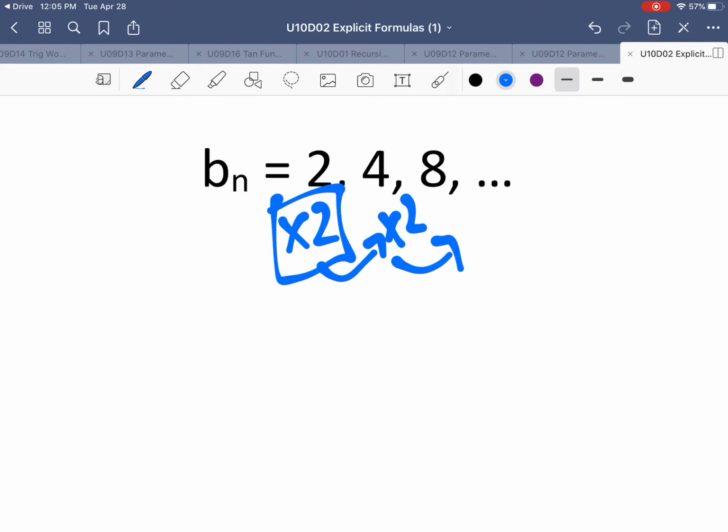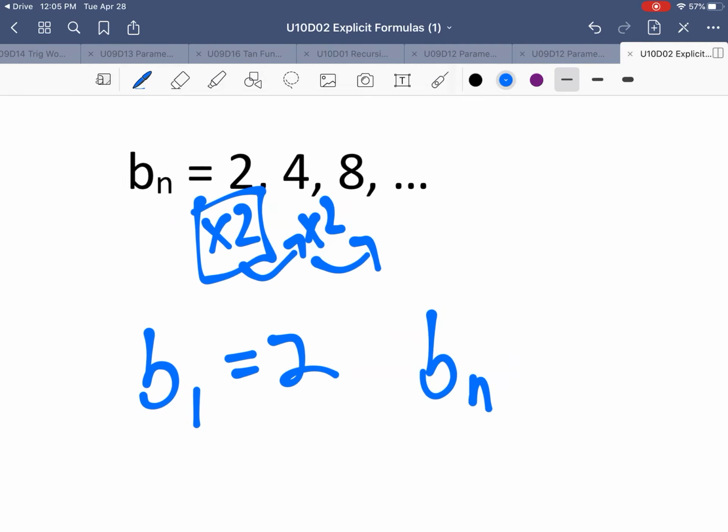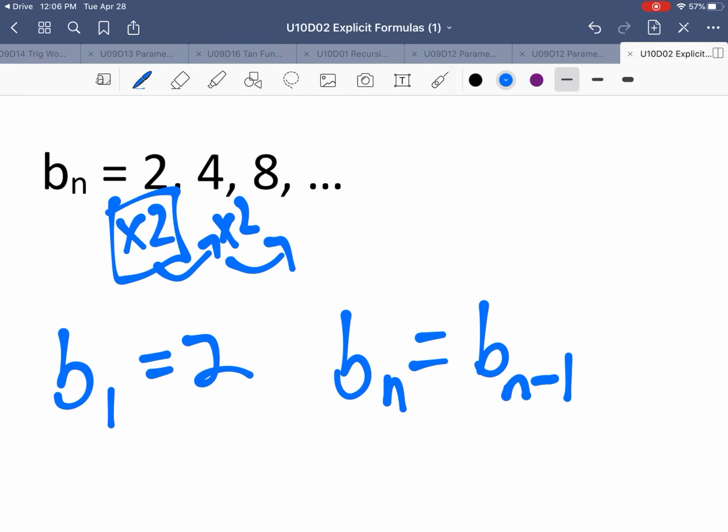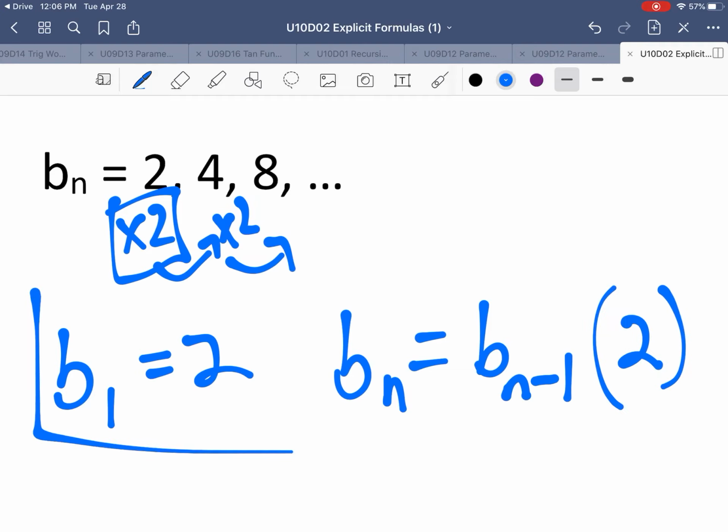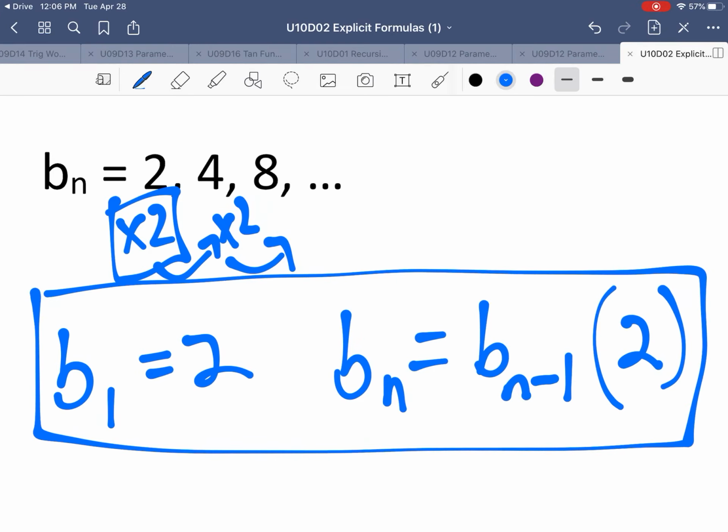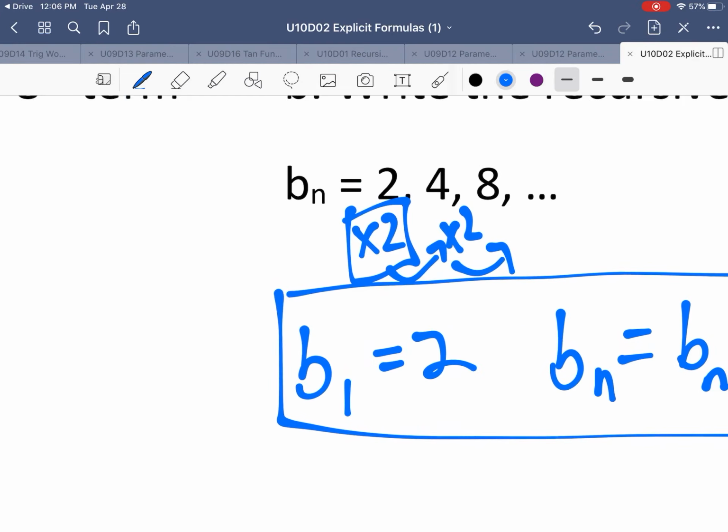So let's write our formula. So b1 equals 2, our first term, and our rule is, to find any term in the sequence, I need to know the term that comes before that, and just multiply that by 2. So I'm going to put the 2 over here, times 2. So this is my rule. I could probably write this with the 2 in front of the bn minus 1. This is my recursive sequence.